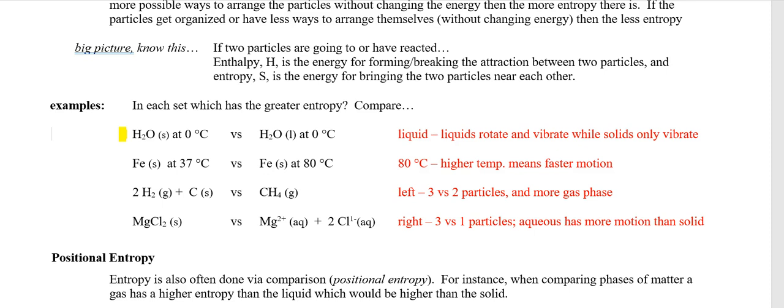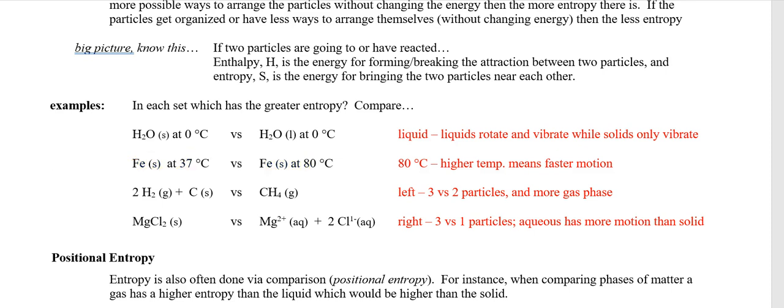And the next one we have two solids, iron solid at 37 versus iron solid at 80. Well, at 80 it's going to be moving faster than at 37, because remember, temp is talking about how fast particles are going. So at 80 it's going to be moving faster. That's going to be more screwed up. That's going to be more entropy.